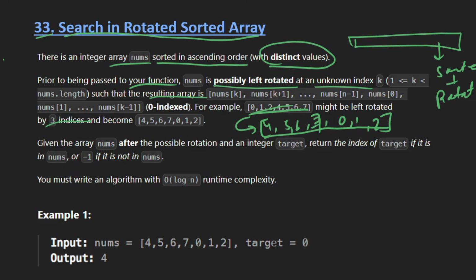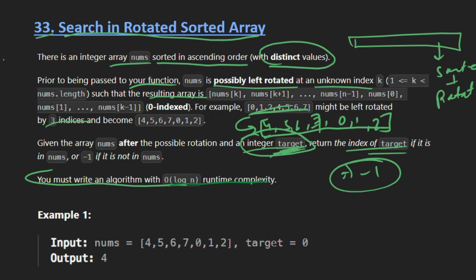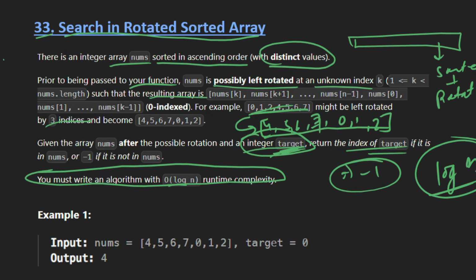So now what we have to do, we are also given an integer target. We need to find this integer target inside the rotated array, and then we have to return the index of the target. And if the target is not present, then we have to return -1, right? And it is given that we have to write an algorithm which works in log of n time, right? The algorithm time complexity should be log of n time.